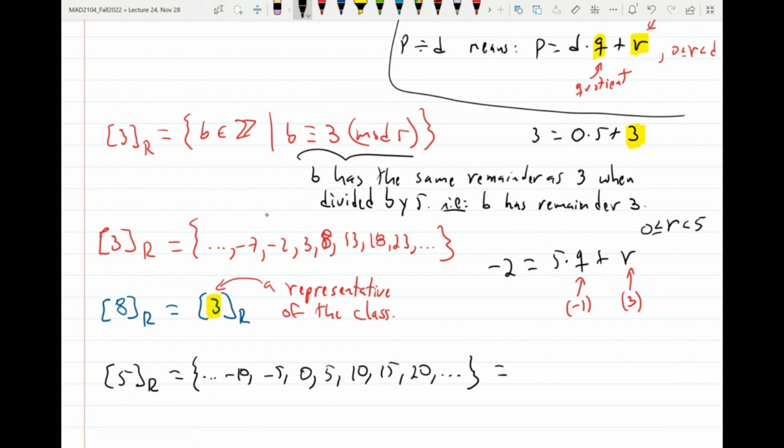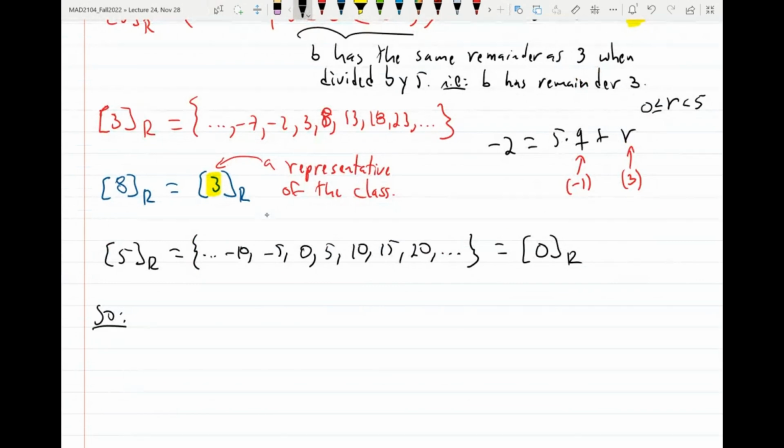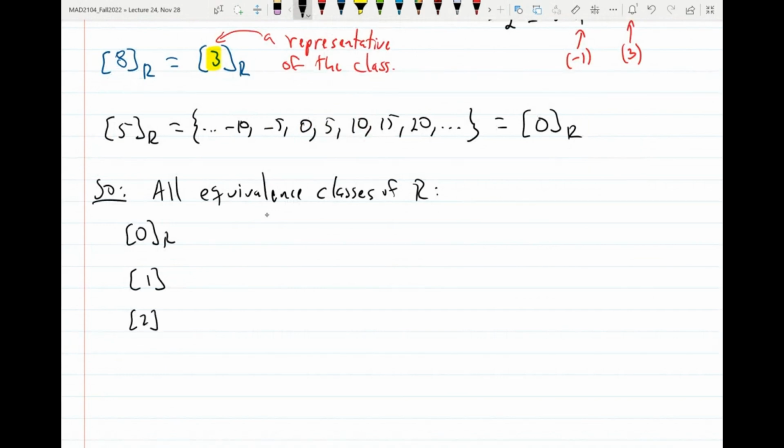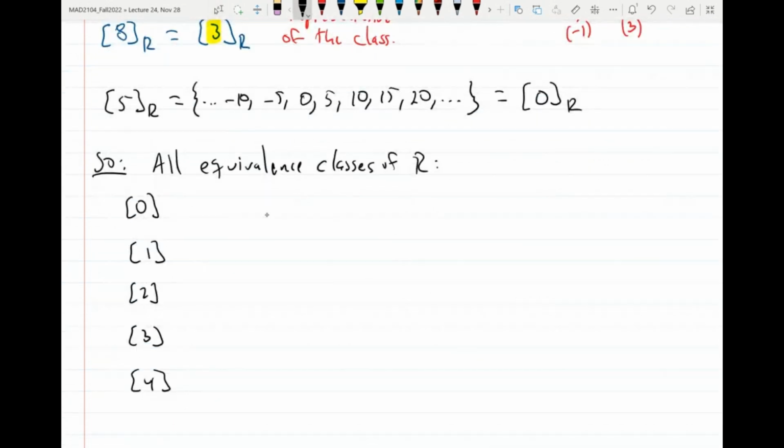So notice that this is the same as the class of 0. So all equivalence classes of R are the class of 0, 1, 2, 3, and 4. Those are all the equivalence classes because they correspond to each of the remainders that you could have when divided by 5. This is for mod 5, the relation mod 5.